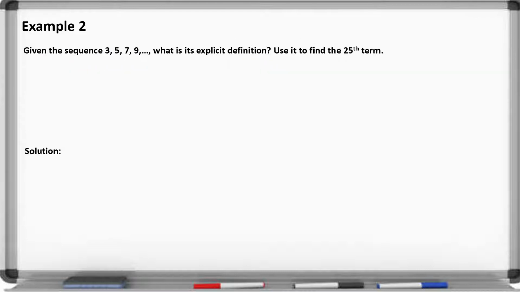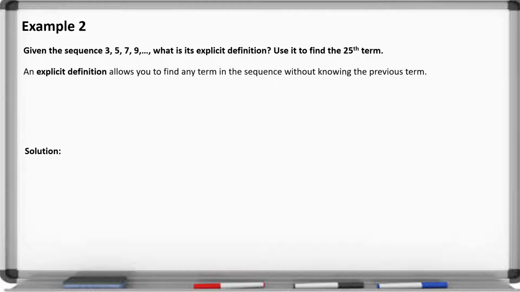Alright, so looking at example 2, given the sequence 3, 5, 7, 9, and so on, what is its explicit definition? Use it to find the 25th term. So what we want to do is we want to know what an explicit definition is. An explicit definition allows you to find any term in the sequence without knowing the previous term. So it's essentially a nice rule in order to determine any number in the sequence, no matter what.